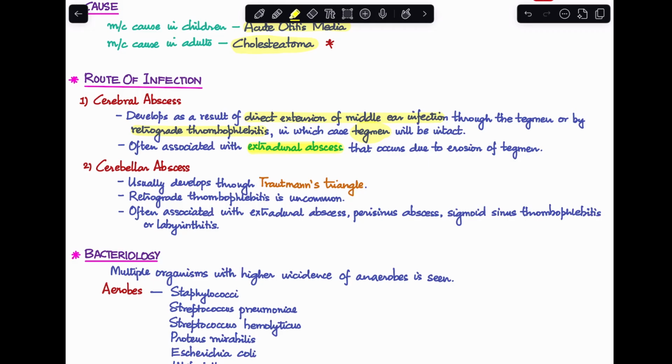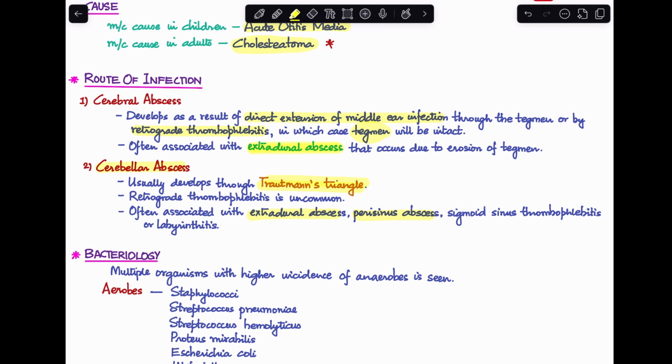If it is a case of cerebellar abscess, it usually develops through the Trotman's triangle. In this case, retrograde thrombophlebitis is a lesser known pathway of spread of infection. And again, this is also associated with other conditions like extradural abscess, perisinus abscess, sigmoid sinus thrombophlebitis, or labyrinthitis. So these are the two routes of infection that we need to know about.